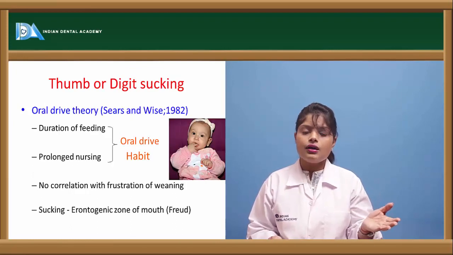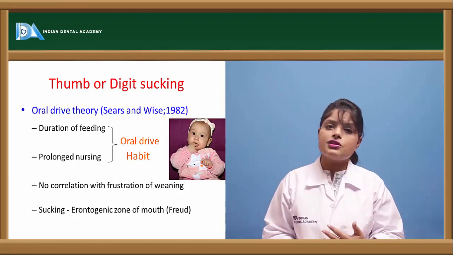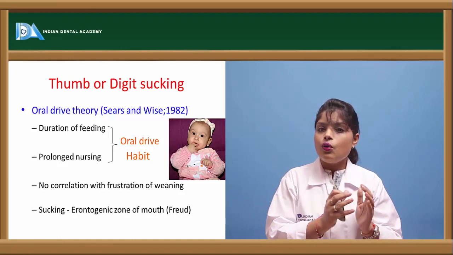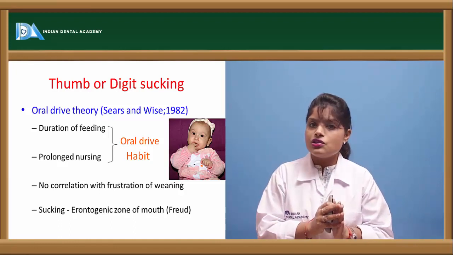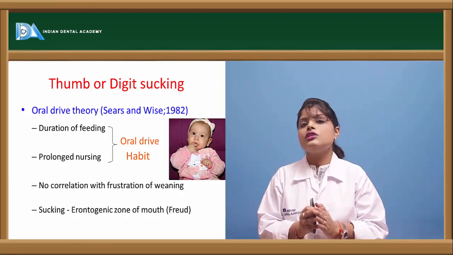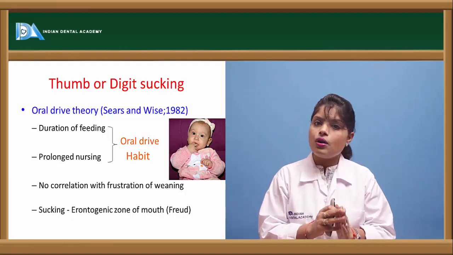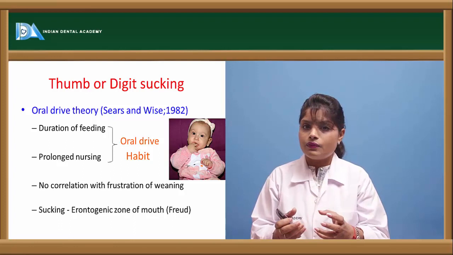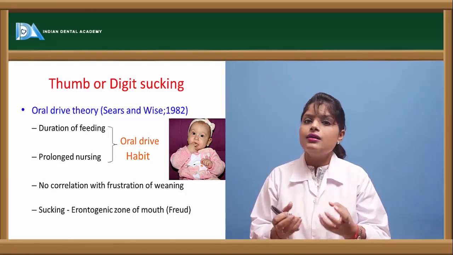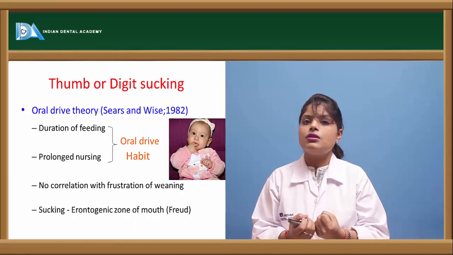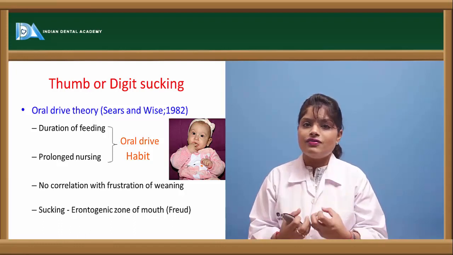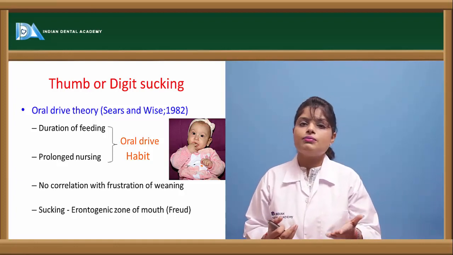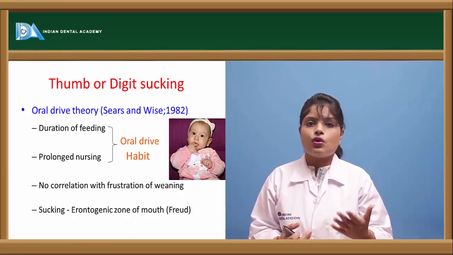There is another theory, known as the oral drive theory, which was given by Sears. It states that if during the oral stage of life the gratification by suckling is not provided to the child, or the security by the mother is not provided, the child will continue this habit of thumb sucking, in order to retain emotional stability and psychological gratification of the hunger urge. So, if the child is not given proper feeding, then the child will resort to thumb sucking.